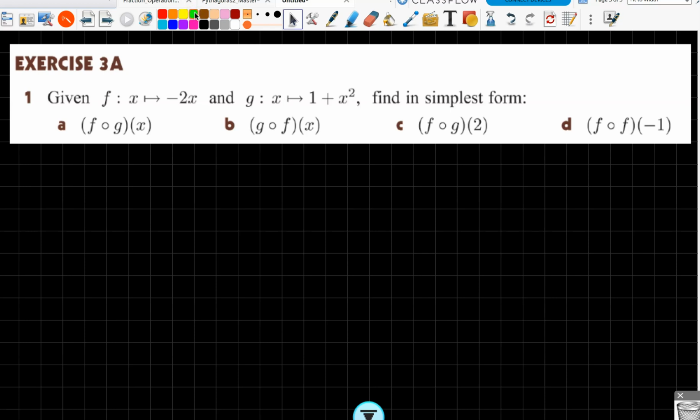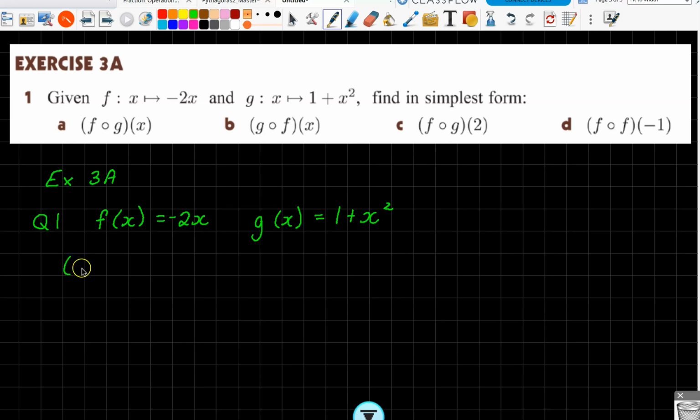So again, if this is my book, when I'm writing this down, I will be writing so I can see what I've done. So exercise 3A, question 1. I don't write how they've written it. I write f of x equals 2x. And I write g of x equals 1 plus x squared. Oh, it's minus 2x. Thanks. Read the question right. Thanks, Jack.